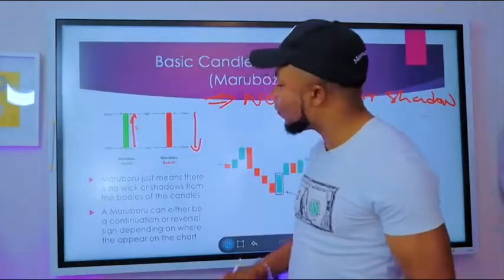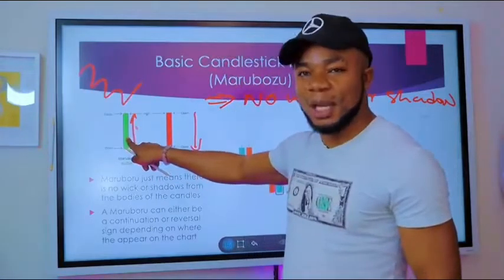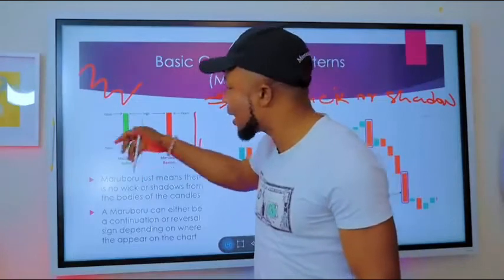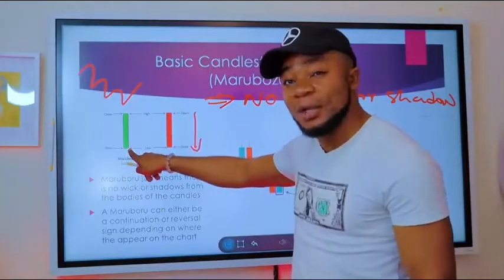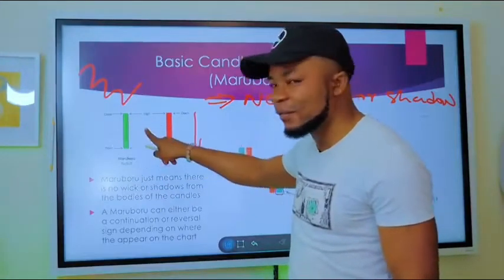All right. What if we are in a downtrend? What if the market is actually going down, and then we see something like this? It means this is the first signal. If the market is actually going down, the market is red, and then all of a sudden you see a candle like this, what does it indicate? This is the first sign of reversal.